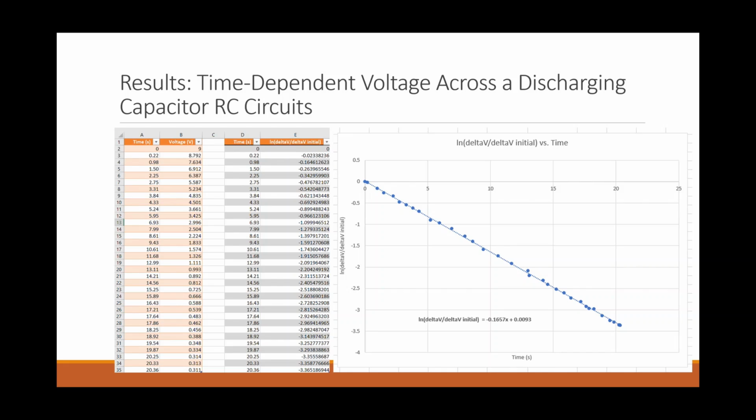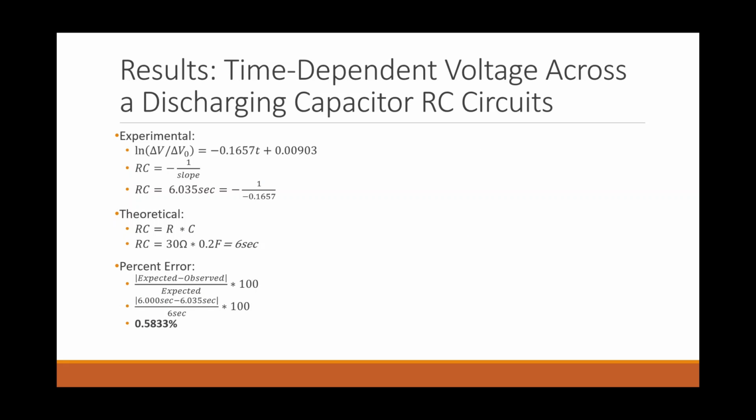Over the course of 20 seconds, I looked at the time and different voltage readings while the capacitor was charging. My slope of the line was negative 0.1657. I then used my line of best fit that I got from my previous graph to find the RC to be 6.035 seconds for my experimental value. My theoretical value was 6 seconds. The percent error for these values was 0.5833%. This meant that my theoretical value and experimental value were very close in values.